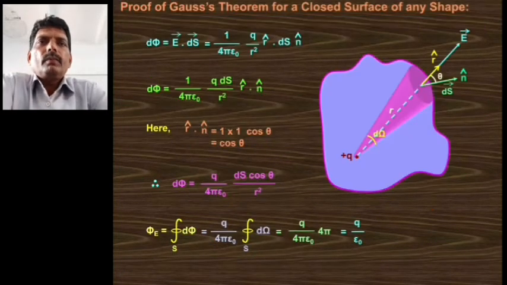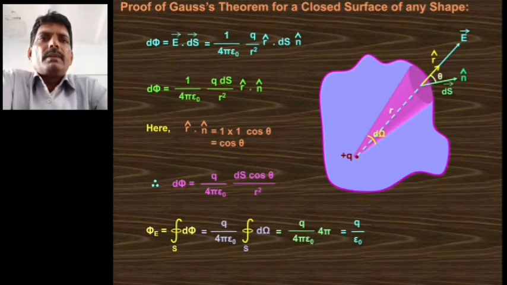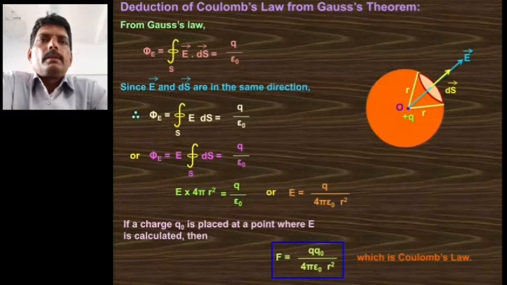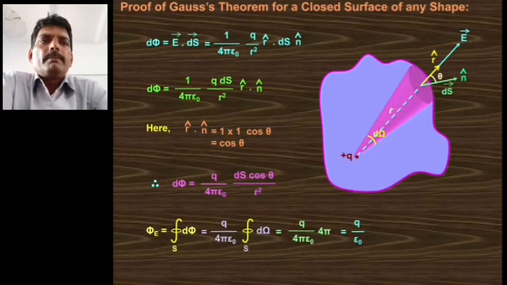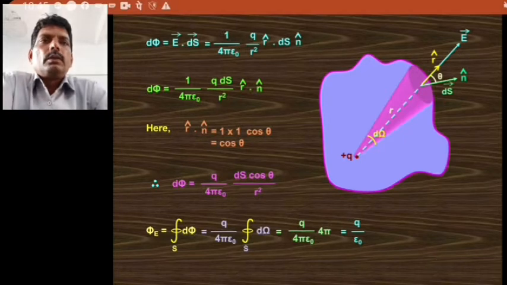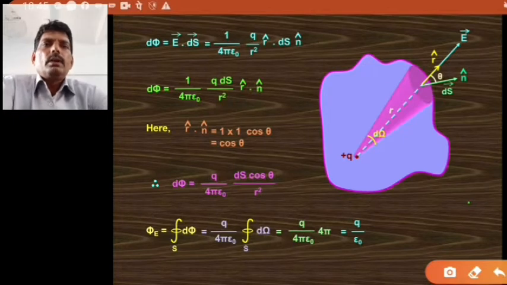Now, proof of Gauss theorem for a closed surface. Now let us consider here a surface.